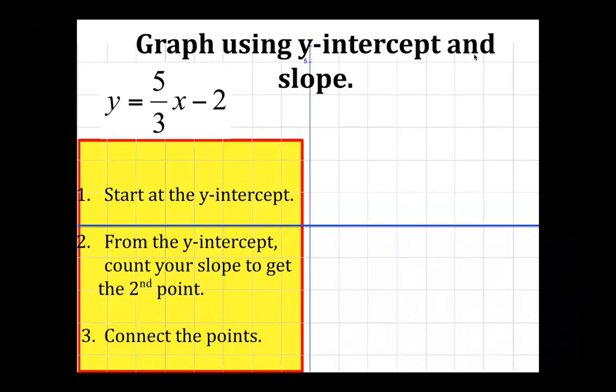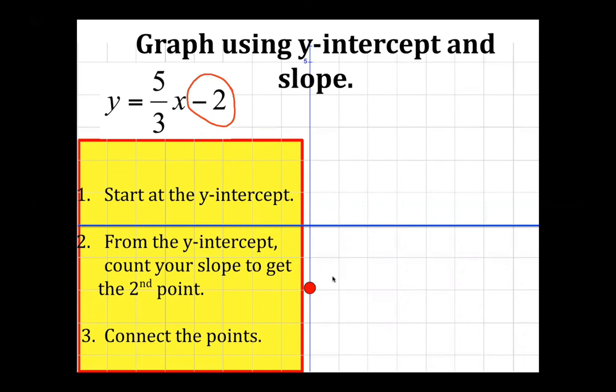Okay, now that we've learned how to interpret slope-intercept form, let's go ahead and learn how to graph using it. So we have an equation in slope-intercept form, y equals 5/3 x minus 2. The very first step you want to do is identify and plot your y-intercept. In this case, we can see here that it's -2. Go ahead and plot it on your graph. And now that you have your y-intercept plotted, you can go ahead and move on to step 2.